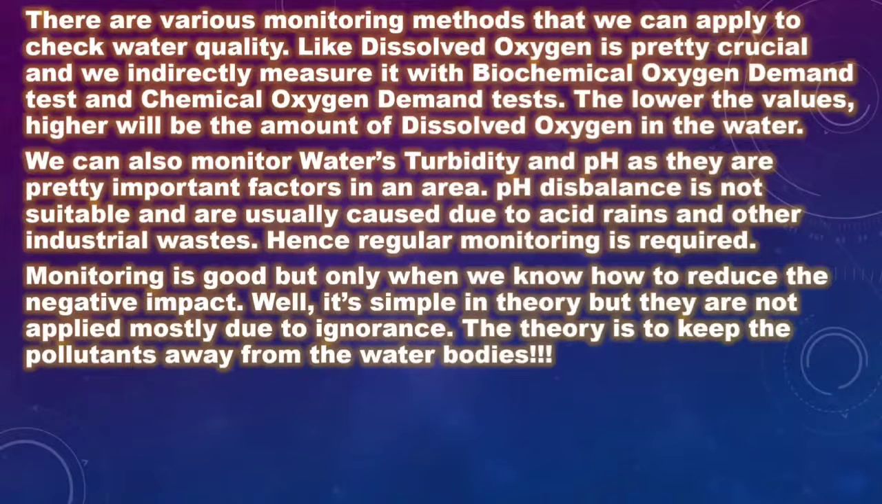Like dissolved oxygen is pretty crucial and we indirectly measure it with the biochemical oxygen demand test and chemical oxygen demand test. The lower the value, the higher the amount of dissolved oxygen in the water. We can also monitor water turbidity and pH as they are pretty important factors in an area. pH imbalance is usually caused due to acid rains and other industrial waste. Hence, regular monitoring is required.